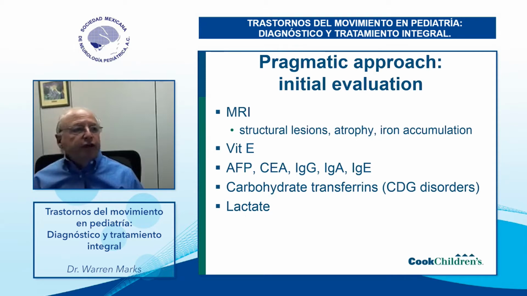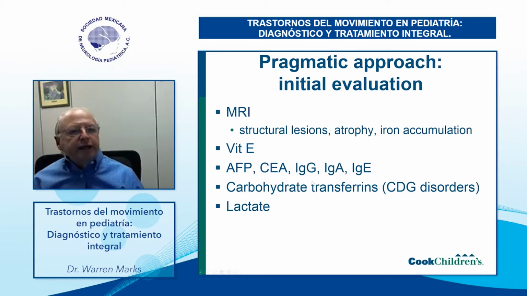So my general approach for ataxia is to begin with an MRI, looking for structural lesions, looking for atrophy, and looking for evidence of mineral accumulation. Because you always have to think about brain iron. And I always, in my mind, have Wilson's disease because it can look like almost anything and present at almost any time. Think about vitamin E deficiency, probably the most easily treatable of the ataxias. Screening for ataxia with either AFP and/or CEA, and then immunoglobulins.